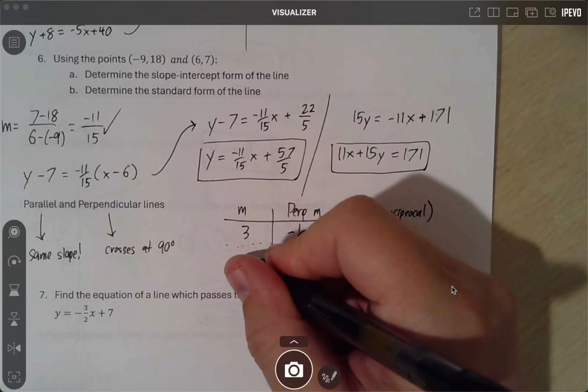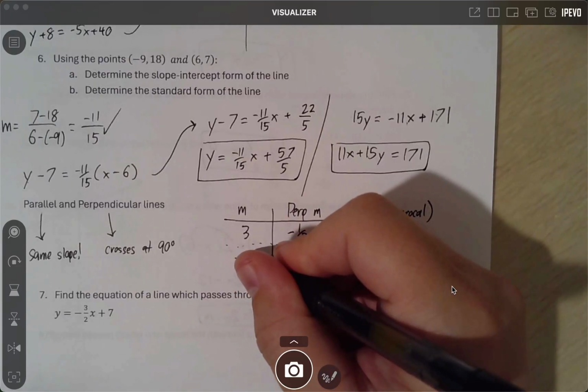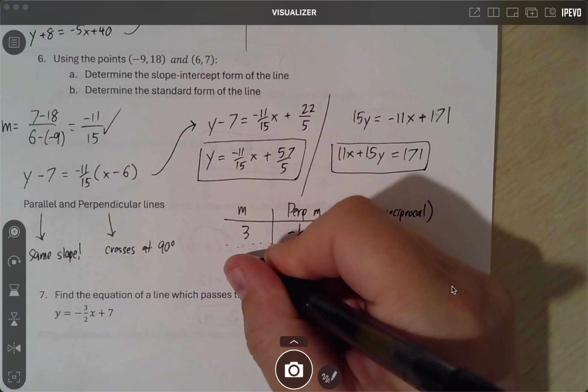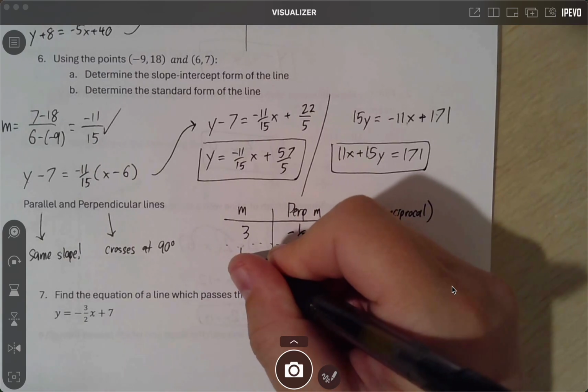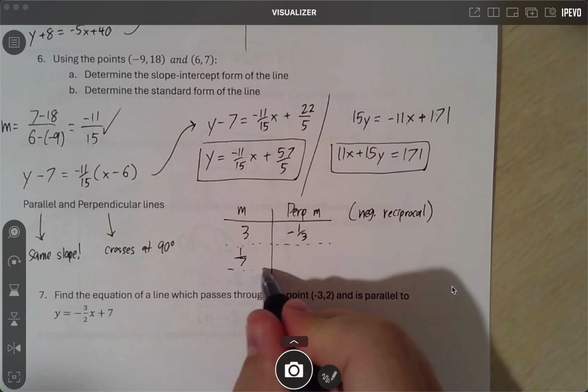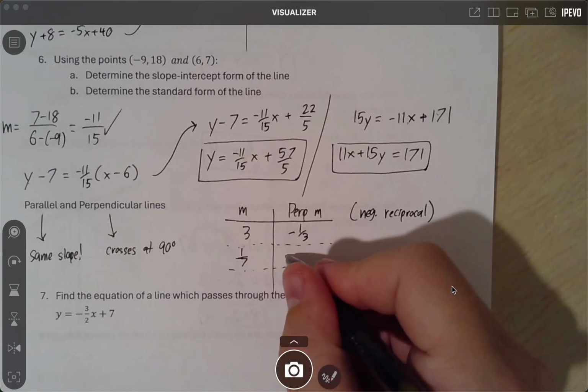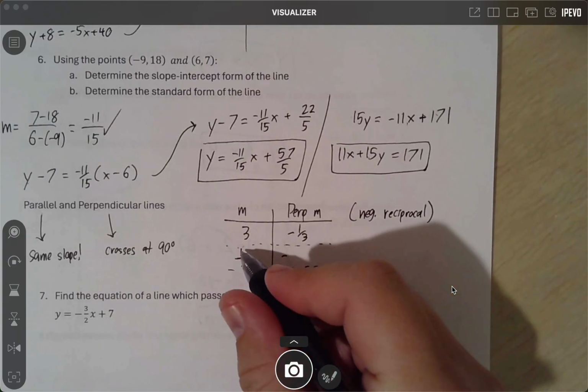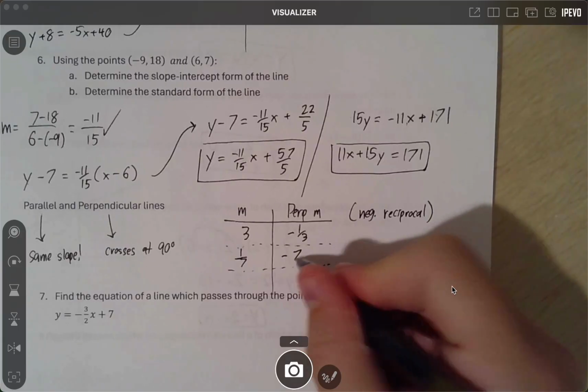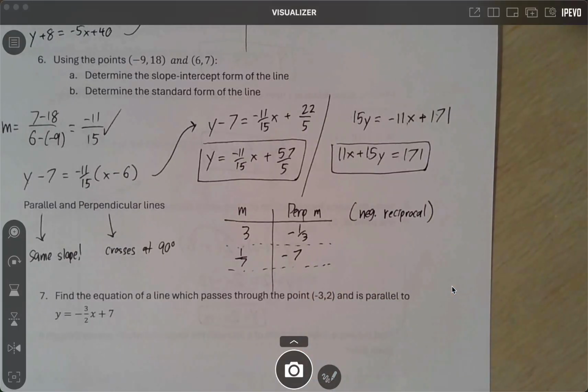All right. Same thing. Let's say I had 1 over 7. If I had 1 over 7, then negating 1 over 7 would be negative. And if I flip 1 over 7, that'd be 7 over 1, but I now don't need to write that as a fraction.